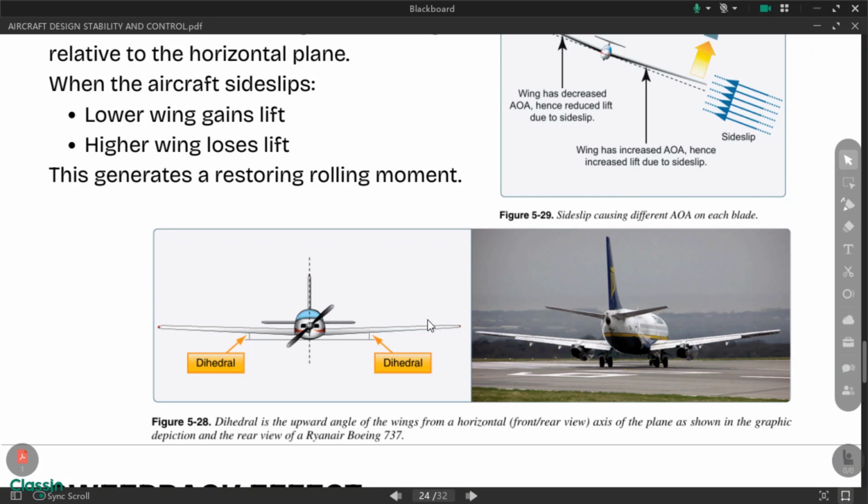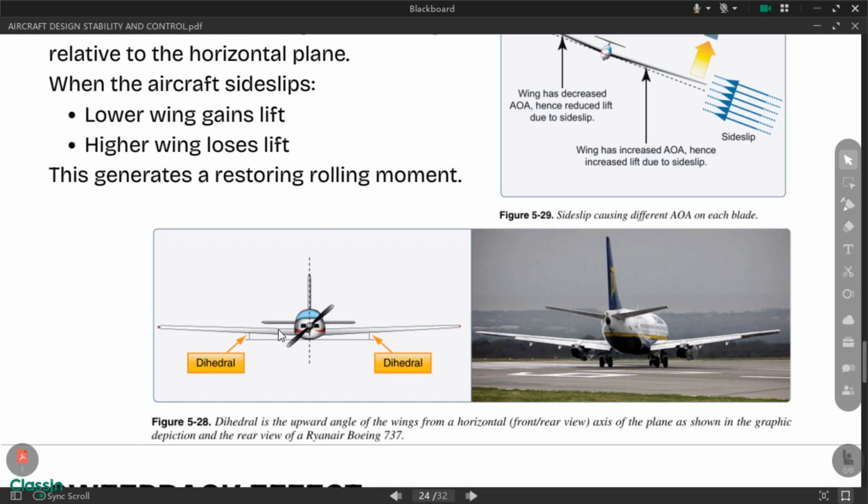So, because of the wing geometry, yung lower wing natin would experience a larger effective angle than the higher wing, no? Consequently, yung lower wing natin would produce more lift, and yung upper wing natin would produce less lift. Okay? This is kapag may dihedral tayo. So, yung difference in lift would generate a restoring rolling moment. Yun yung kagandahan ng dihedral natin.